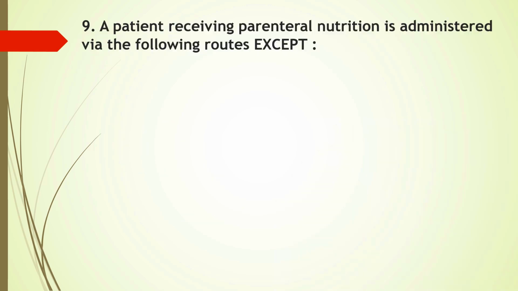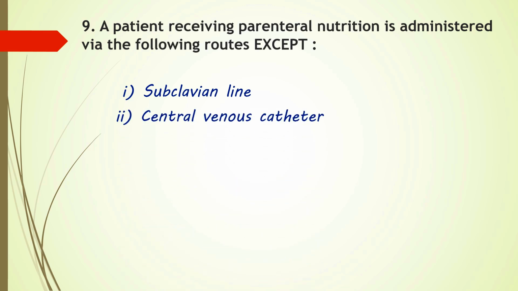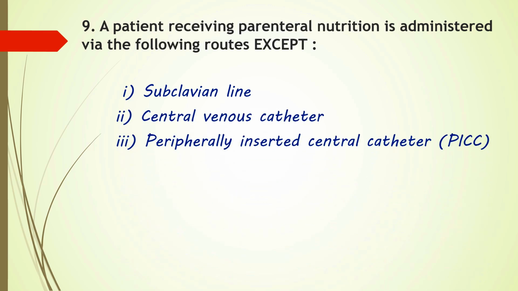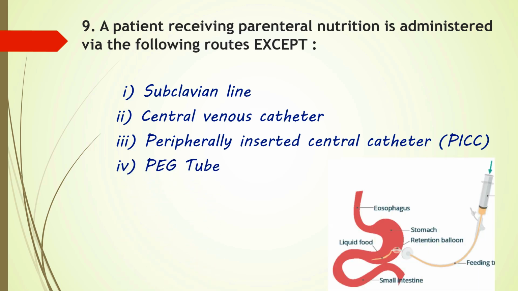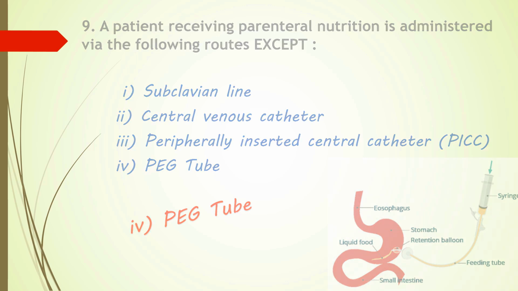Question number 9. A patient receiving parenteral nutrition is administered via the following routes except? Options are subclavian line, central venous catheter, peripherally inserted central catheter, that is PICC, or option 4 PEG tube. Parenteral nutrition can be administered via subclavian line, central venous catheter, or PICC line, but not via PEG tube, that is percutaneous endoscopic gastrostomy. It is a flexible feeding tube inserted through the abdominal wall directly into the stomach to provide long-term nutritional support. So here option 4 is the correct answer.